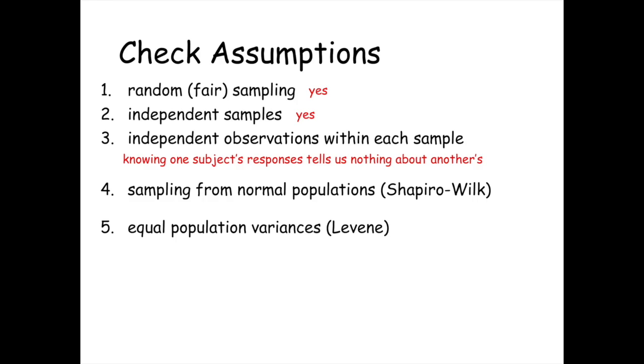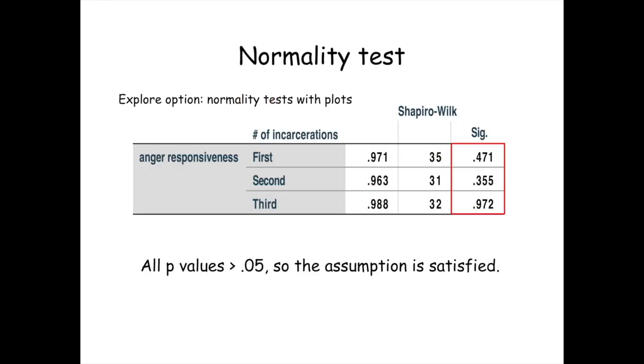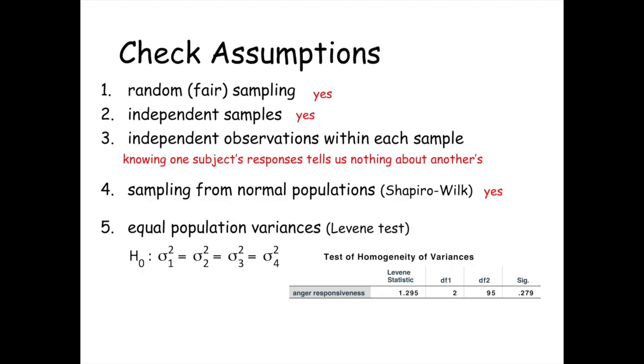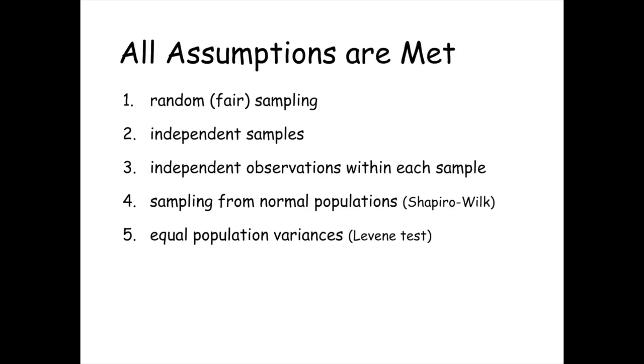The third assumption requires that scores not be related in any way. We'll assume that this has been satisfied. We check the normality assumption using the Shapiro-Wilk test. The p-values are all greater than 0.05, so the assumption has been met. The Levene test tells us whether the equal variance assumption has been met, and it has. All assumptions have been met, so the researcher can do the analysis of variance.